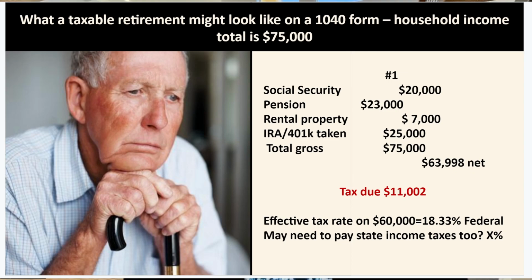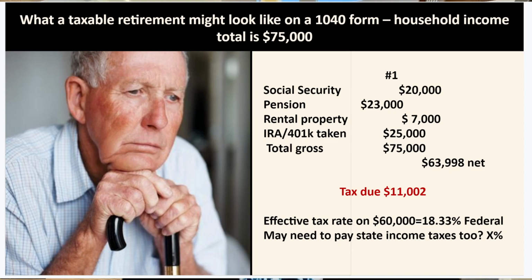They have a $23,000 pension. They get $7,000 that is taxable income off of a rental property. And they're taking $25,000 out of their IRA. So they have a $75,000 gross income. Now, if you guessed that the correct tax amount was $11,002, you're absolutely right if the taxable income is arranged this way. Now, what happens in example number 2?